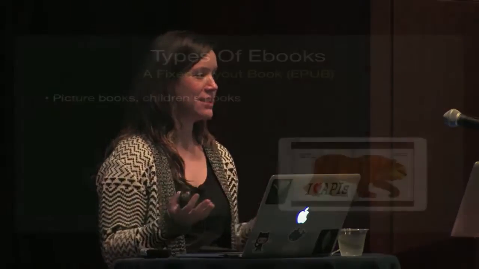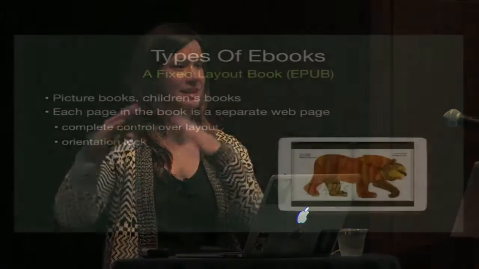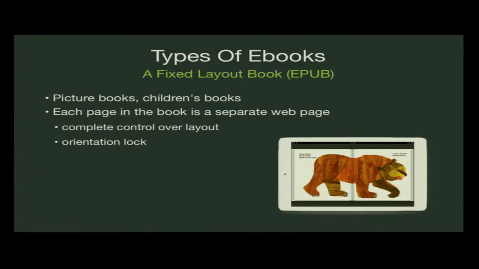The second type of book that I'd like to explain is called a fixed layout book, also based on EPUB. This type of EPUB is going to be used to make a picture book or a children's book. And in this case, each page within the book is its own separate web page. I talked about a flowing book where a chapter might just be one long XHTML file that's then paginated by the app. In this example, you're going to have one XHTML file for each page. So that's kind of nice because it gives you complete control over the layout. And another piece of control that you have here is that you can lock the orientation to either portrait or landscape.